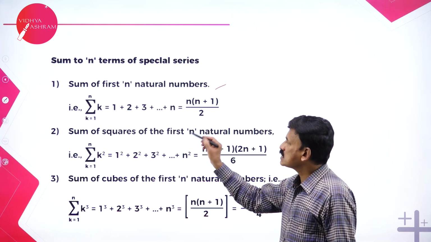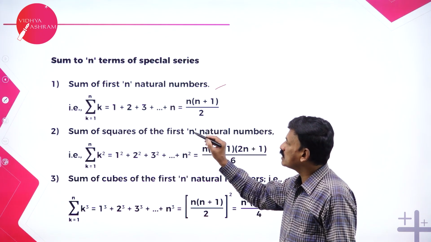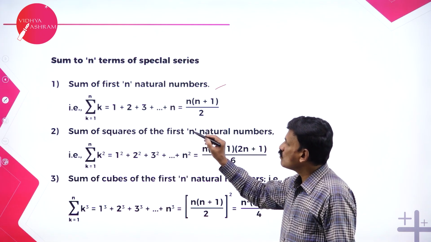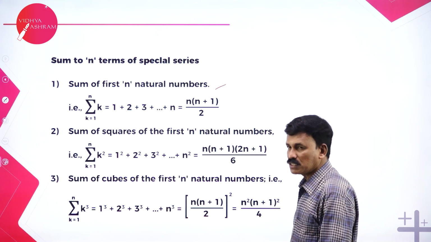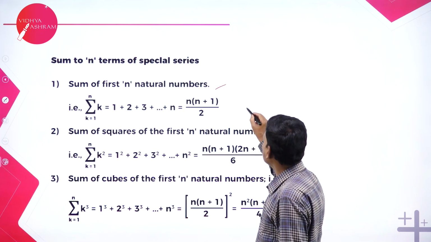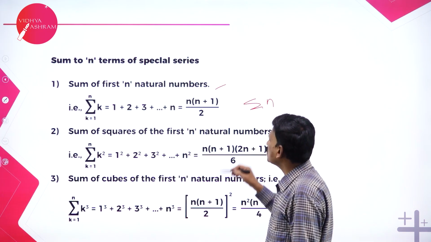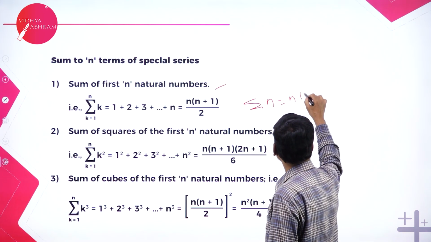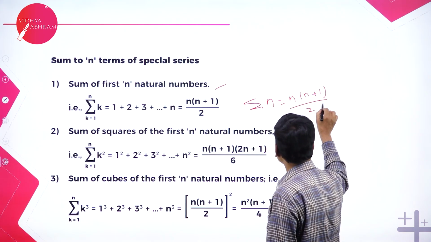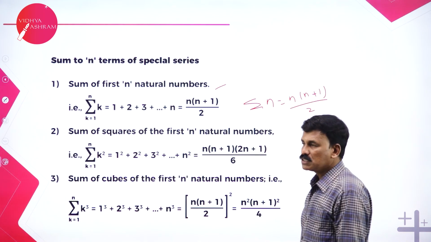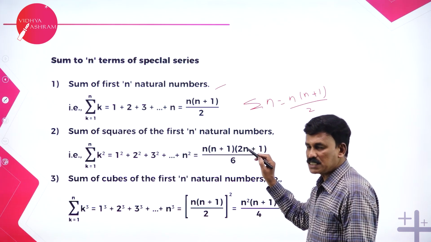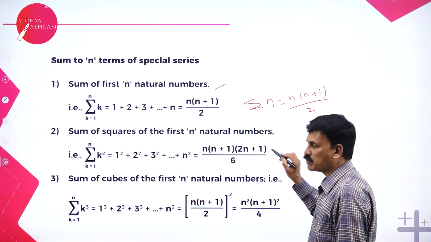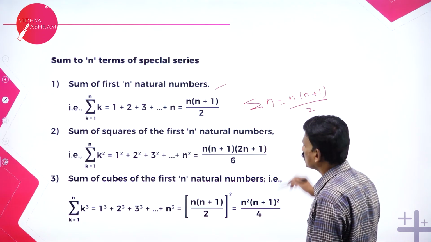is denoted as sigma k, k equal to 1 to n, of k, that is 1 plus 2 plus 3 plus etc. plus n, which is equal to n into n plus 1 divided by 2. So this can also be denoted as sigma n. That is, sigma n is equal to n into n plus 1 divided by 2, or sigma k.